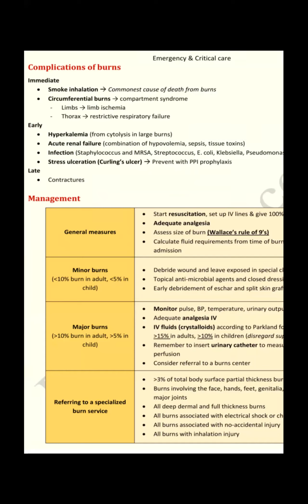First of all, smoke inhalation. Remember immediately, smoke inhalation with burns can cause death, so we have to do intubation initially. Also hyperkalemia management and acute renal failure management, because burns cause hypovolemia and septicemia, leading to acute renal failure. These are the immediate, early and late complications, but the management we have to remember.